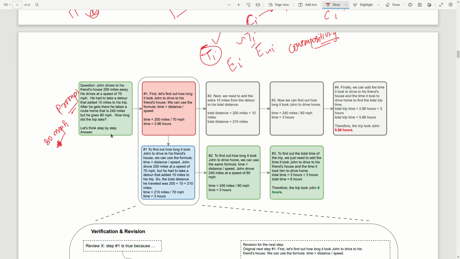So let's think the answer step by step. These things are the chain of thought. This is T1, this is T2, this is T3, this is T4. At the first step, let's try to verify whether the first step leads to the solution or not. So here is what the LLM calculates. First, let's find out how long it takes John to drive to his friend's house. We can use the formula time equals distance upon speed. So time equals 2.86 hours.